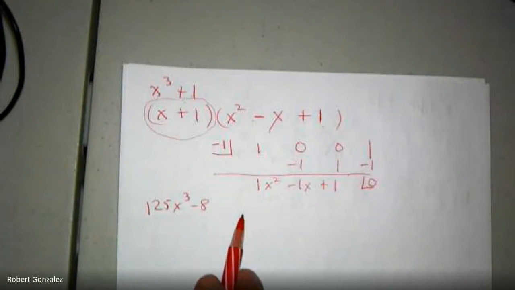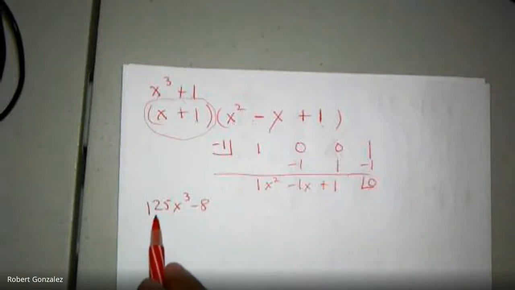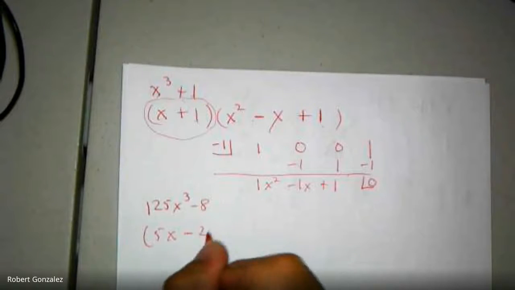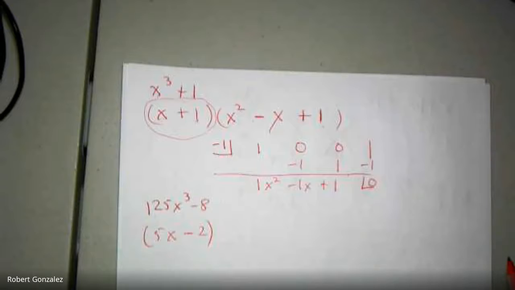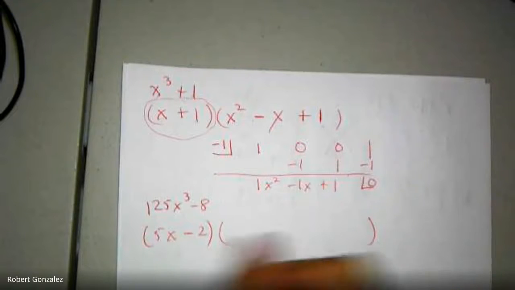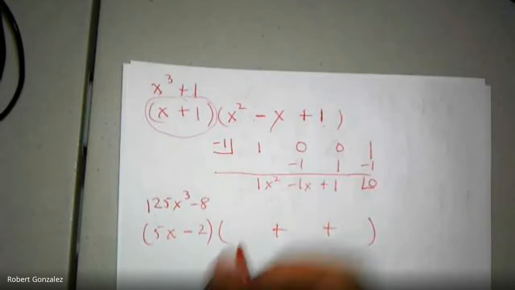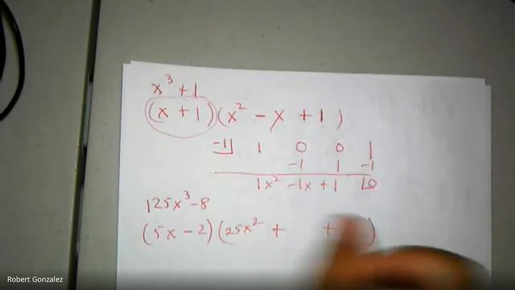Let's go to this one now. Instead of synthetic division, now I'm going to use my pattern. Cube root, minus cube root. So, same, change, plus. Tell me what goes in the first spot. Anyone? 25x squared. Tell me what goes in the last spot.